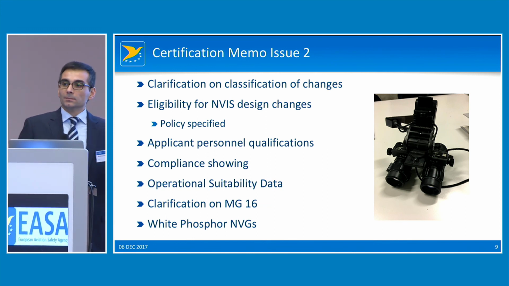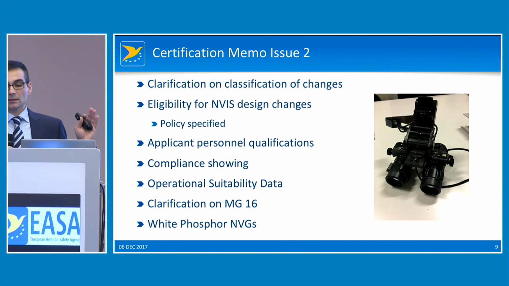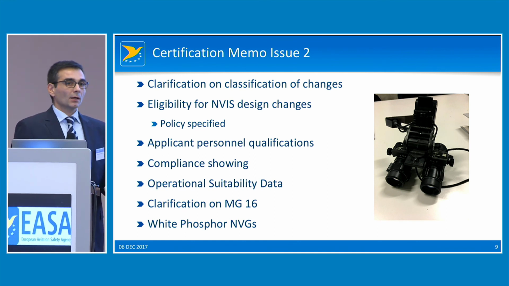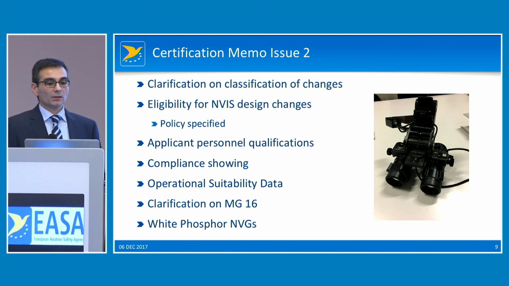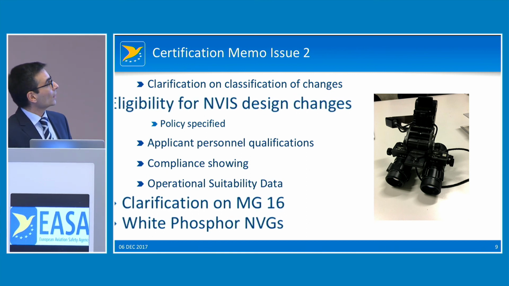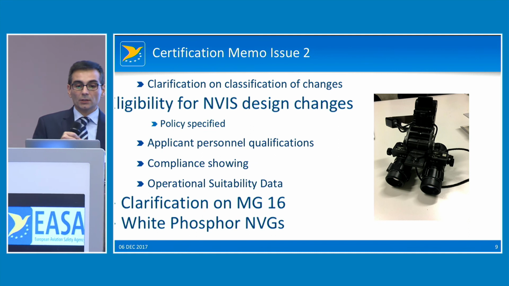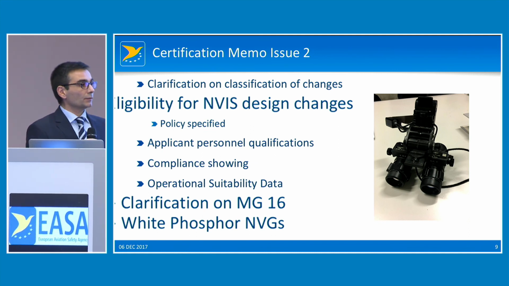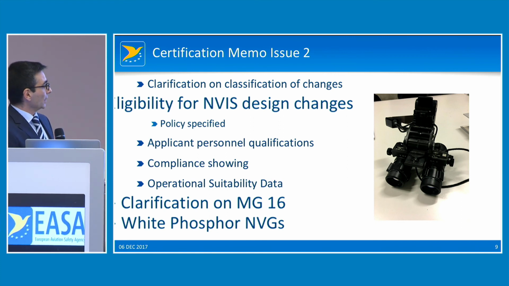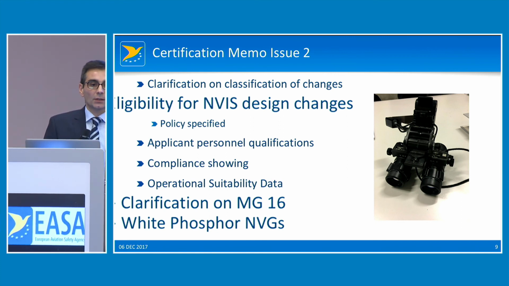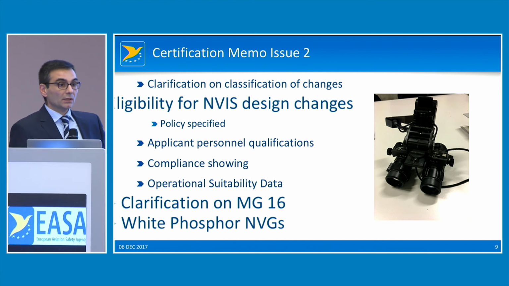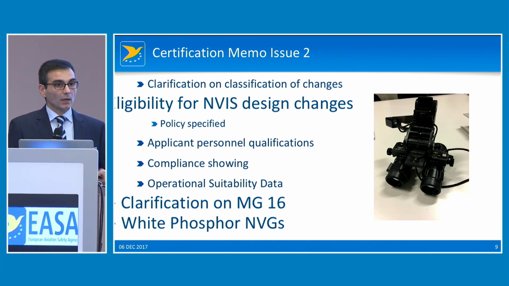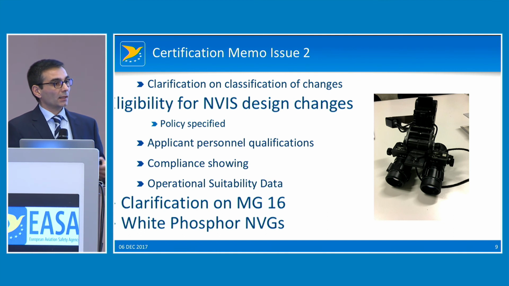I don't want to read the entire list here of what is new in the CERT memo. I think it's worth highlighting mainly three points. One of these is the eligibility for NVIS design changes. The other one is the clarification on the MG16. And last but not least, the white phosphor MVG. You will see this is one of the examples of how EASA is addressing new technologies coming up.